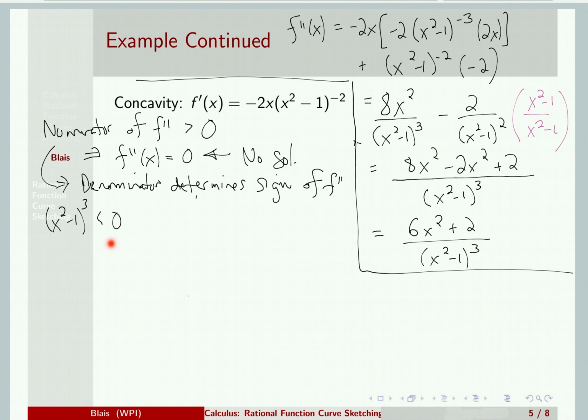If that's less than 0, then f double prime is less than 0, which will mean the original function f is concave down. So take cube roots of both sides. X squared minus 1 is less than 0. X squared is less than 1. Or x is between minus 1 and 1. This means that f is concave down on the interval minus 1, 1.